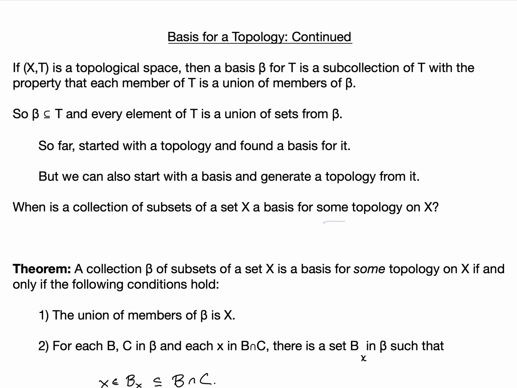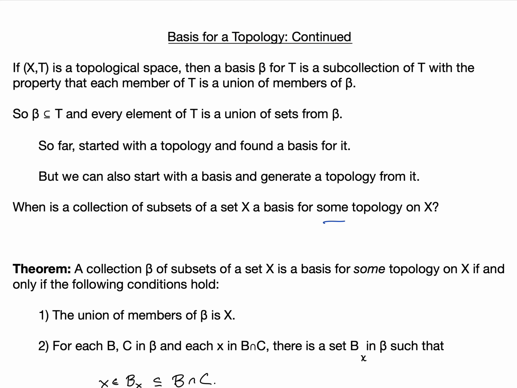So far, we've started with a topology and then found a basis for it. But now we'll look in the reverse order. We're going to start with a basis and generate a topology from it. So when is some collection of subsets of a set X a basis for some topology on X? Here is a theorem describing when that's the case.